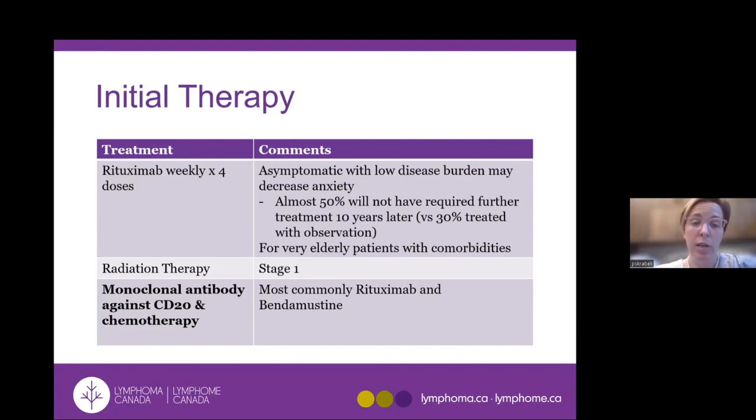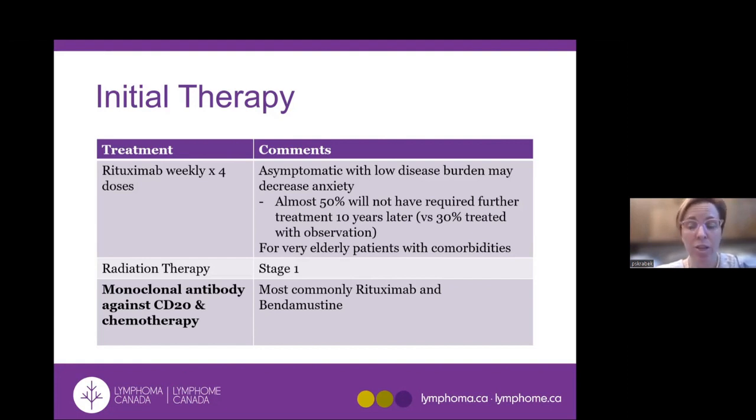I also consider rituximab alone for a very frail patient with many comorbidities. In this patient, I really want to minimize toxicity. And so if they are having symptoms from lymphoma that has a significant burden of disease, but I don't think they can tolerate chemotherapy with rituximab, that might be my choice.